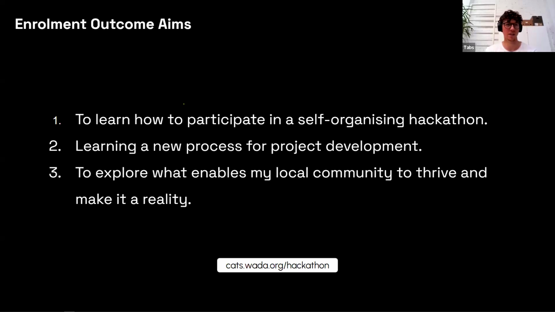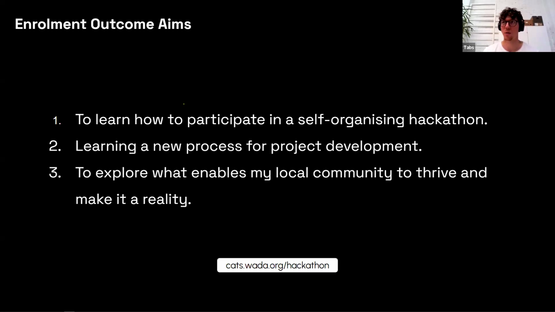Another outcome aim is to learn a new approach to project development. We're taking a different angle on how to work as technical teams, how to work on your projects, how to write code even. We'll be sharing repeatedly about these differences in approach, but it's really this phase of the enrollment process to sort of digest that, to take it on board as preparation for the hackathon phase, which comes after.